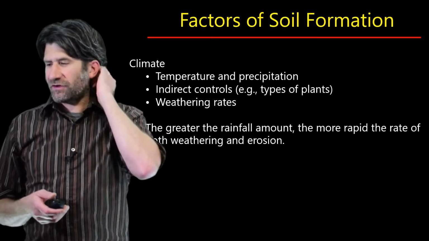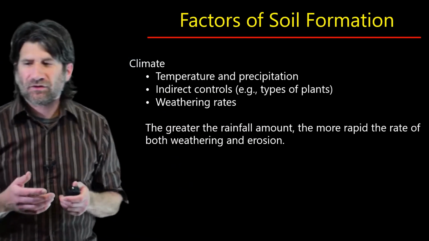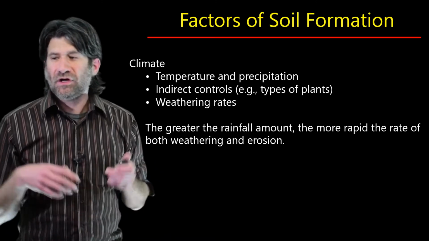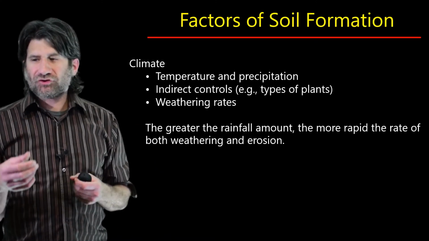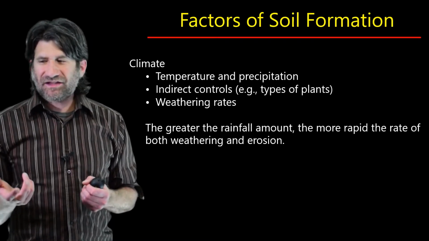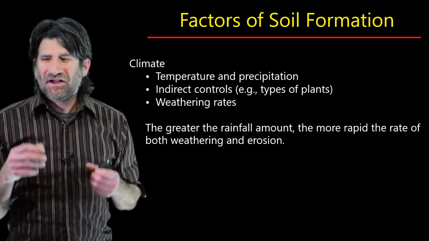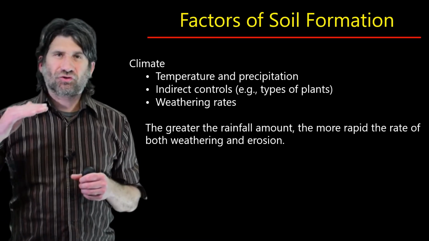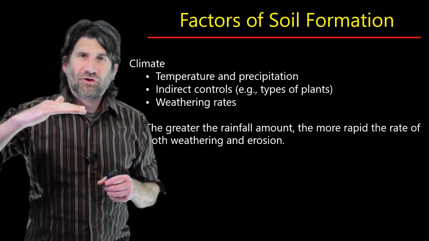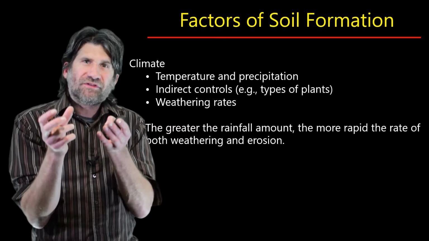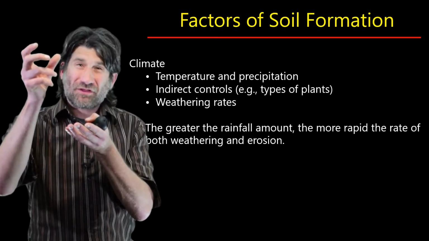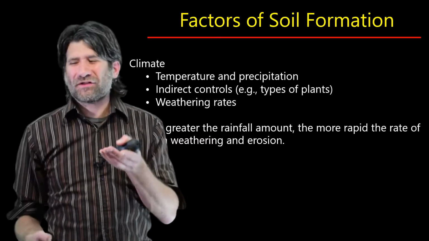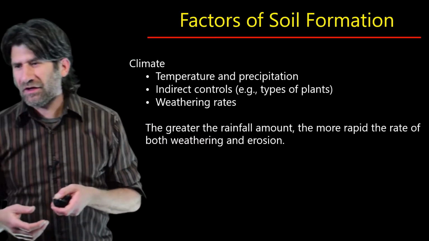So let's look at these in a little bit more detail. When I'm talking about climate, I'm talking about temperature and precipitation. Those are the most prominent controls. They're going to control the weathering rates. They're going to determine how quickly material weathers out of the B horizon, and how much it weathers out of the A horizon, how quickly it gets down to the B horizon. So climate.